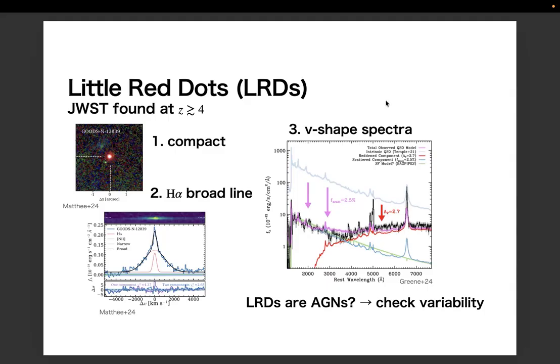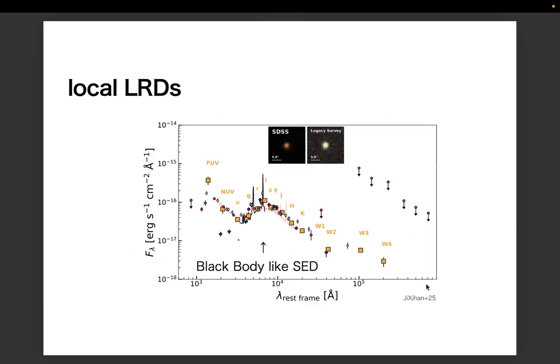And people wanted to check the variability of it. But actually, before that, you can find redshift 0 little red dots. They were found last year or two years ago by Lin et al. These are the local little red dots. They have the same properties: blue UV and red optical, compact morphology, and they also have a broad line profile.